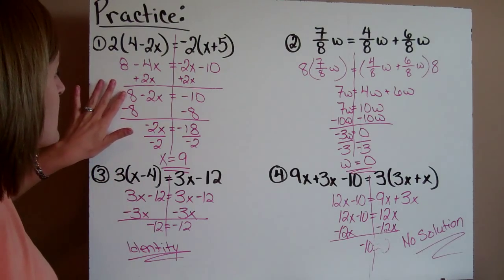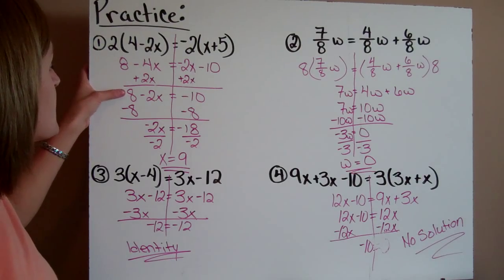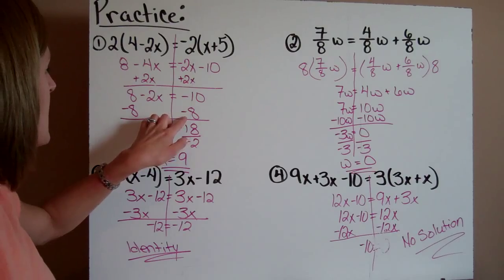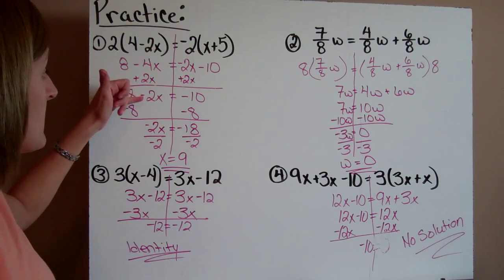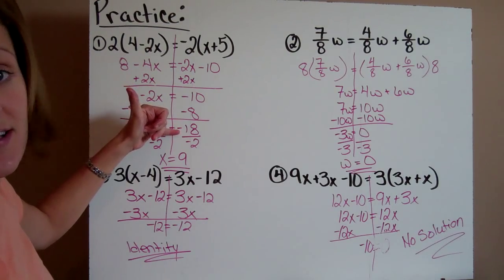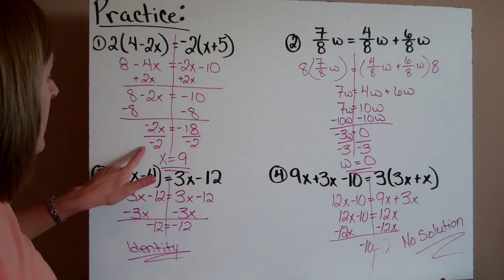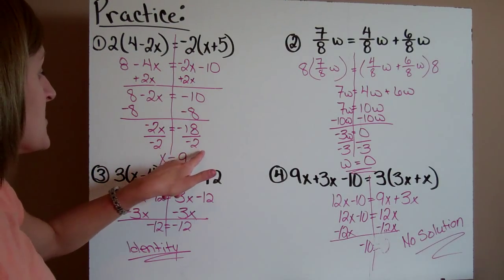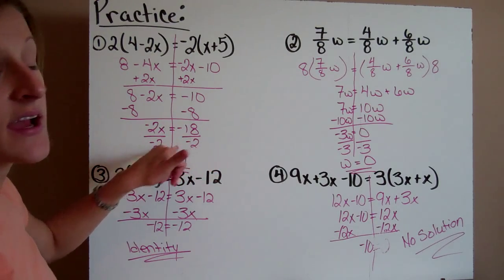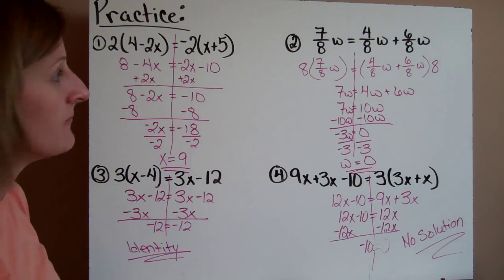Now, I need to move this 8 over to the side with the negative 10. So, since this 8 is a positive 8, I'm going to subtract 8 from both sides. 8 minus 8, 0, so I'm left with negative 2x, and negative 10 minus 8 is negative 18. So negative 2x equals negative 18. Now I'm going to divide each side by negative 2, and I get x to equal a positive 9, because a negative and a negative divided is a positive. So my answer is positive 9.